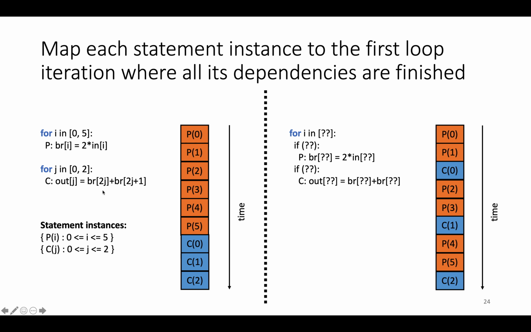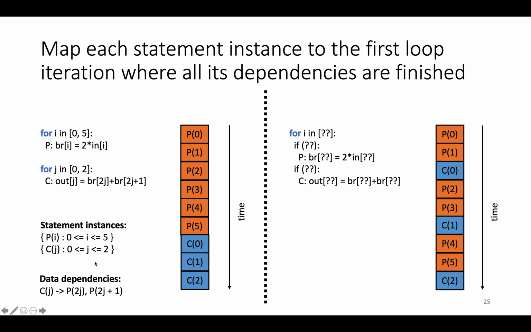And so just to formulate this as a constraint solving problem in polyhedral style, we're going to start by describing all of the statements that occur in this program mathematically as sets of statement instances. So for example, the producer statement has 6 instances, numbered 0 through 5 inclusive, and the consumer statement has 3 instances numbered 0 through 2 inclusive.